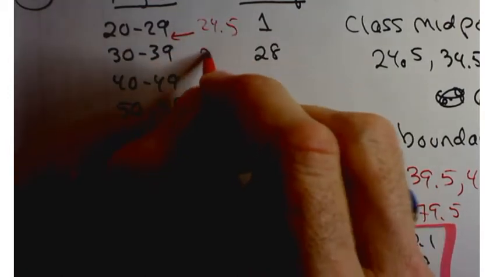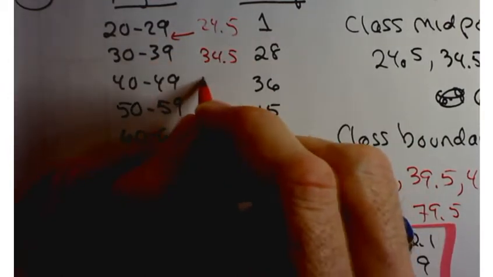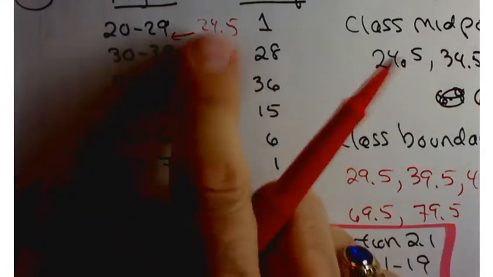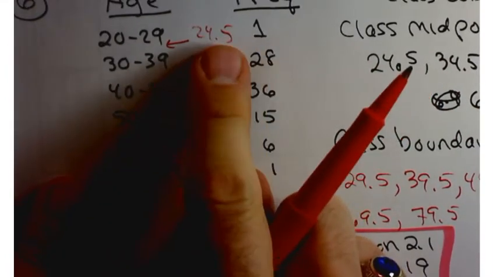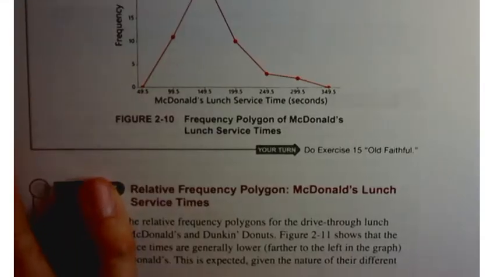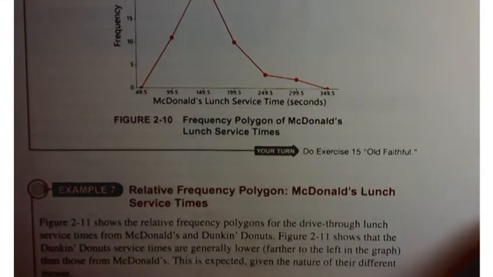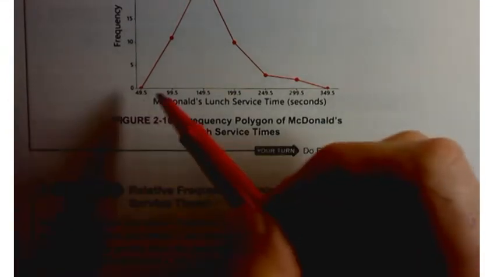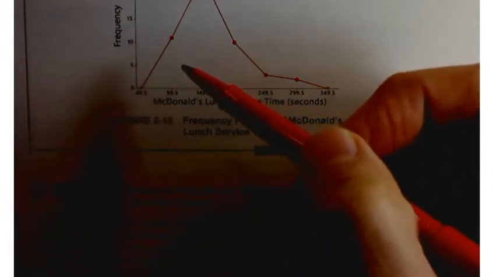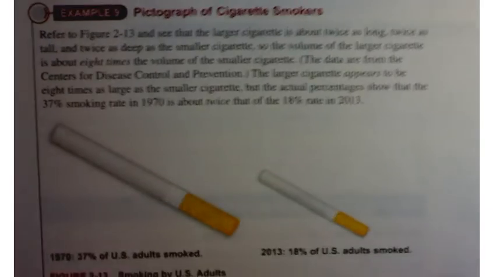so 24.5, 34.5, etc. You can plot these points together, the class midpoint and the frequency, to get a frequency polygon as opposed to a frequency histogram. If you did that with cumulative frequency, it'll look a little bit different. You can work with a relative frequency, but there's tons of places that you can do this. Other information, other ways to display data.